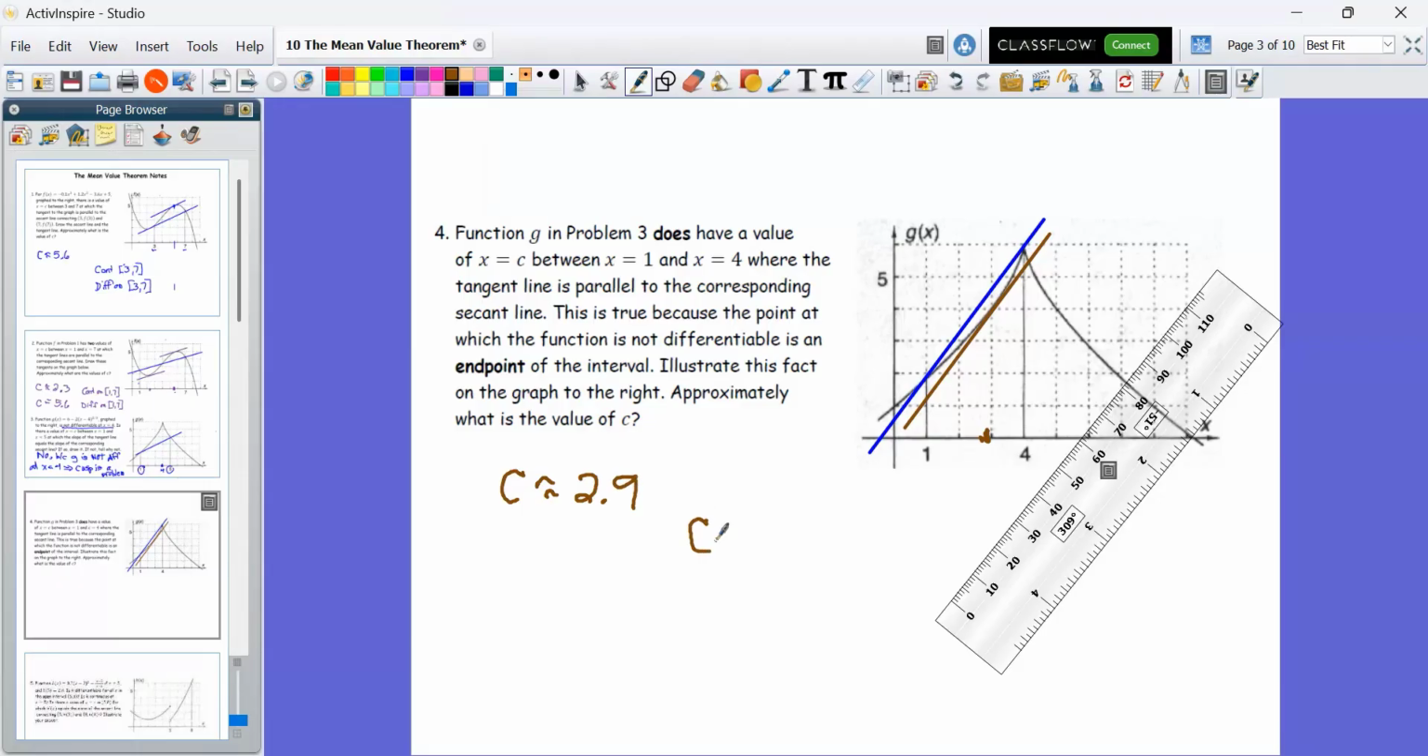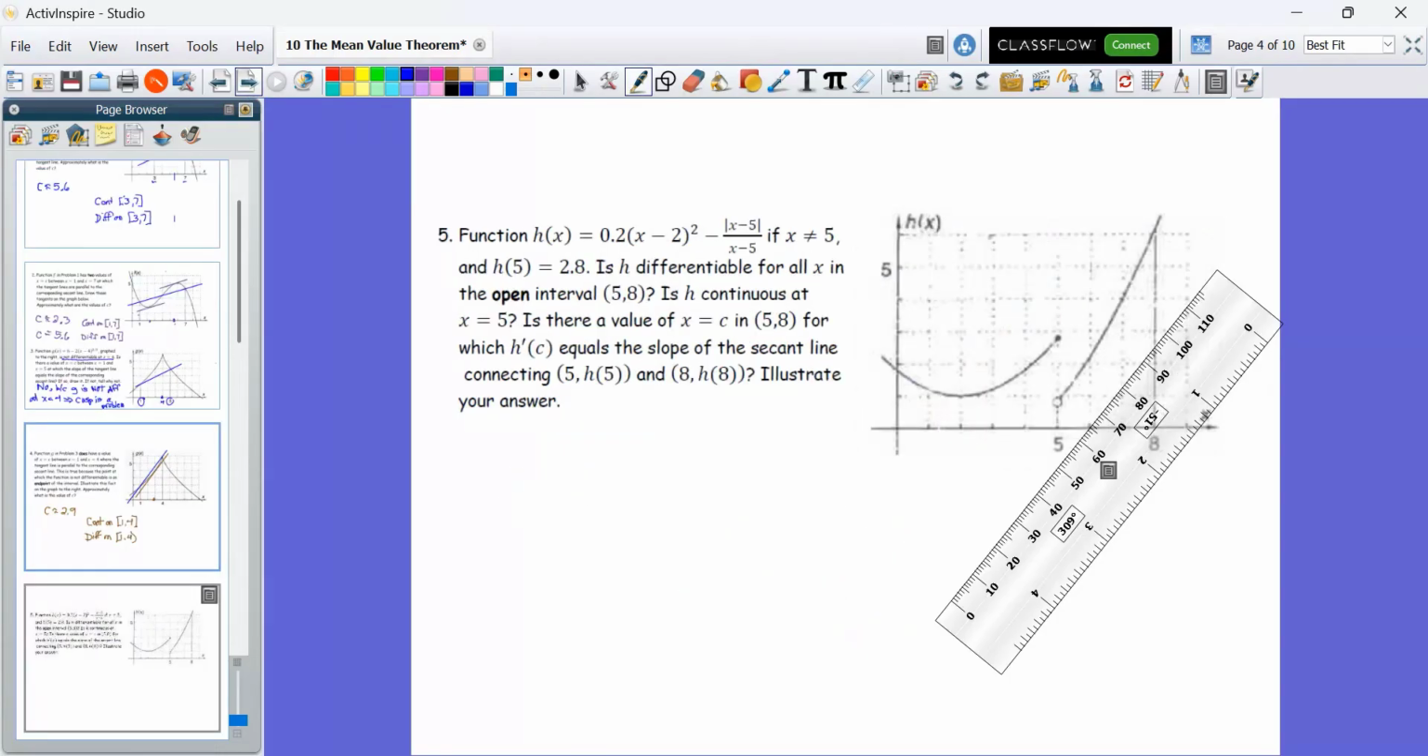Now notice we are again continuous on the closed interval from 1 to 4. We are not differentiable on the closed interval though, because we're not differentiable at 4. Okay, so that's a little different. Next one. This one I can see the function's not even continuous at 5, right? We have the function h of x and the graph of h of x. Now h of 5 is definitely 2.8. Is h of x continuous? No, it's not continuous. Okay, so it's not continuous.